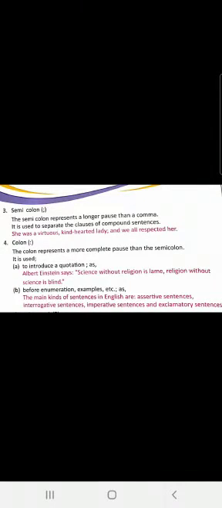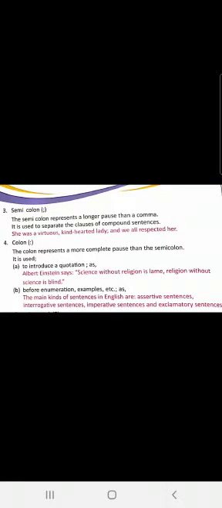The semicolon represents a longer pause than a comma. It is used to separate the clauses of compound sentences. Compound sentences means 2 sentences, right? Compound is the word which shows when you join 2 sentences, right? So, to separate these 2 sentences where you can use a conjunction, we put semicolon.